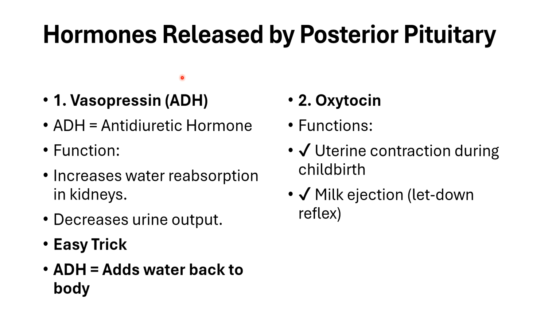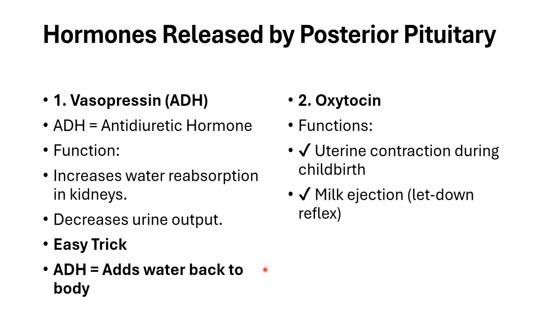We just discussed that there are two hormones released by the posterior pituitary. Number one is ADH, antidiuretic hormone, otherwise known as vasopressin. What does this ADH do? Whenever there is a dehydration condition, the body needs more water. So ADH at that time increases water reabsorption in the kidney, which decreases the urine output and maintains the water required in the body. So ADH helps in adding water back to the body. A very easy trick to remember.